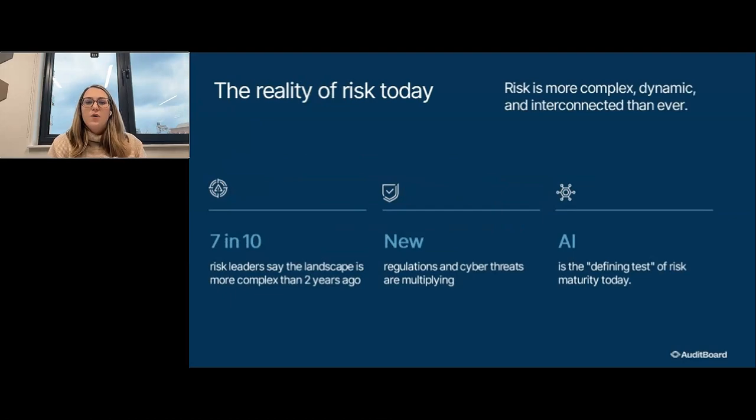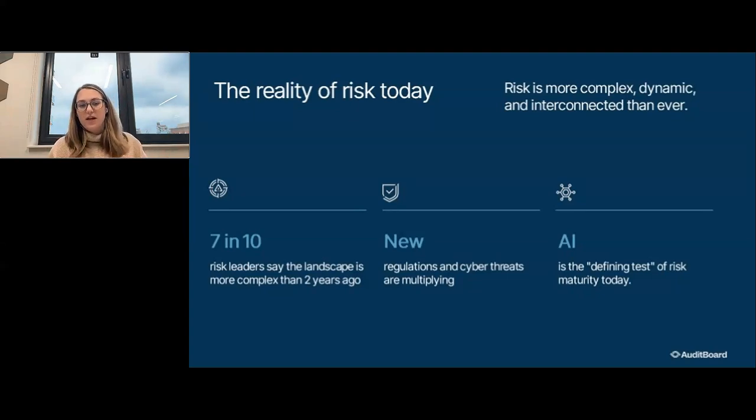So risk is more complex, dynamic, and interconnected than ever before. This is not new. This is not a change. This is something that you are really living and experiencing every single day. However, what is changing is the rapid increase in what is happening in the world when it comes to risk. Whenever we talk about the risk state of today, I like to think about everything post-COVID, because everything pre-COVID, with where technology and AI were, is really different.